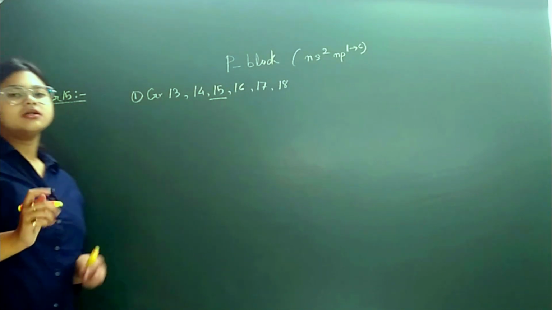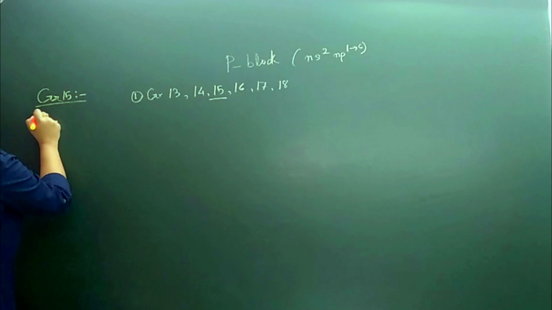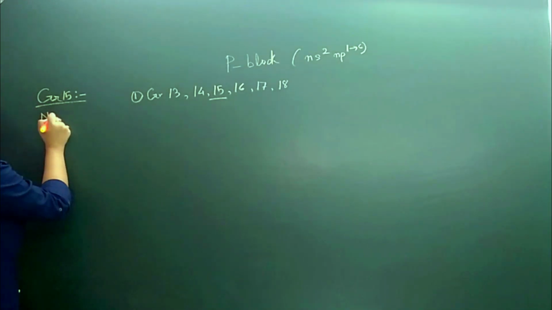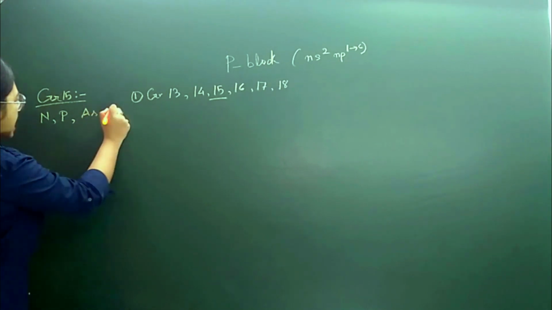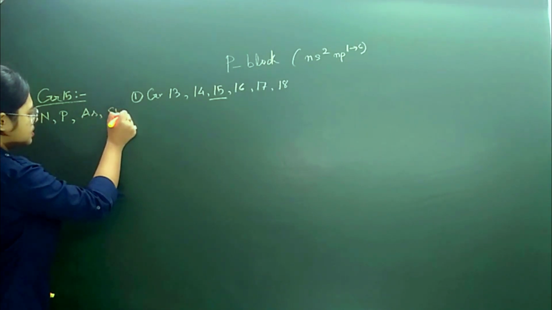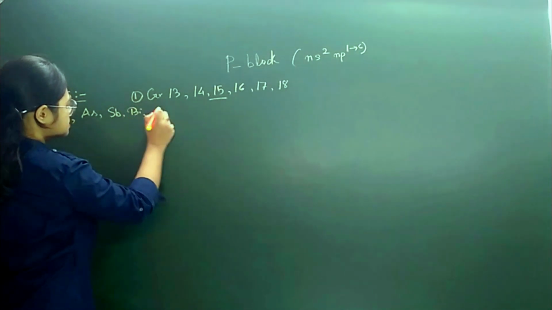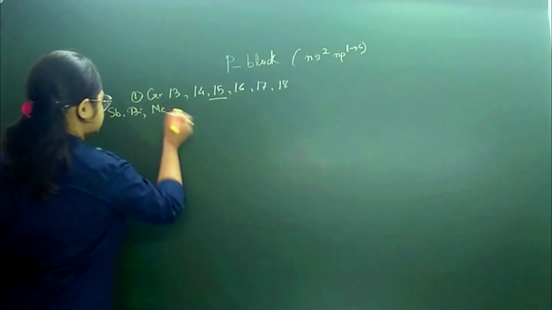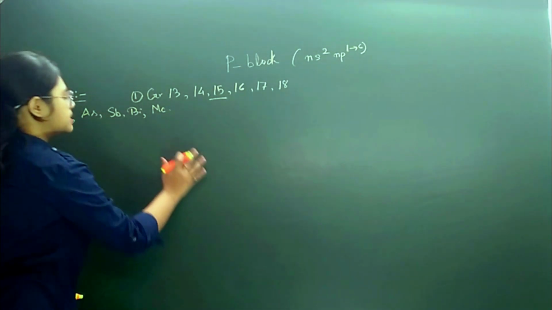First, what are the elements that belong to group 15? The names are nitrogen, phosphorus, arsenic, antimony and bismuth, and the last one is moscovium, Mc. So these are the elements.